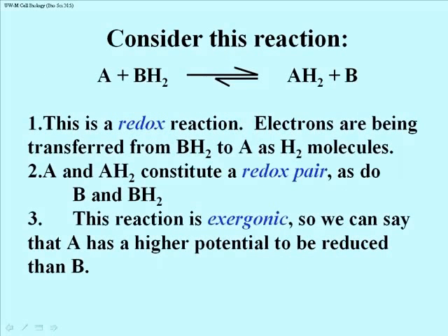In this generic reaction, electrons are being transferred as part of hydrogen molecules, a characteristic of many biochemical redox reactions. The reduced and oxidized forms of the same molecule are called a redox pair. From the equilibrium arrows, you can see that this reaction is exergonic, so it would have a negative standard free energy change, a negative delta G0, releasing free energy.